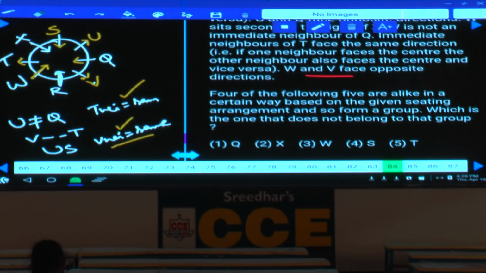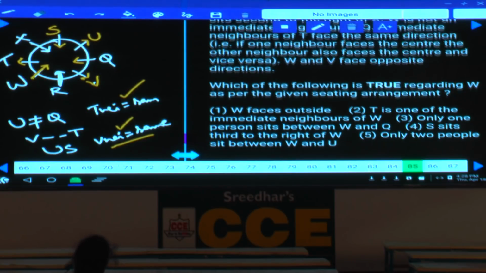Then question number 84. Now in this 84, 4 out of the following is nothing but an odd man out. Q is center, X is center, W is center, S is center, and T is away. Except T, the remaining 4 persons are center; T is away from the center.